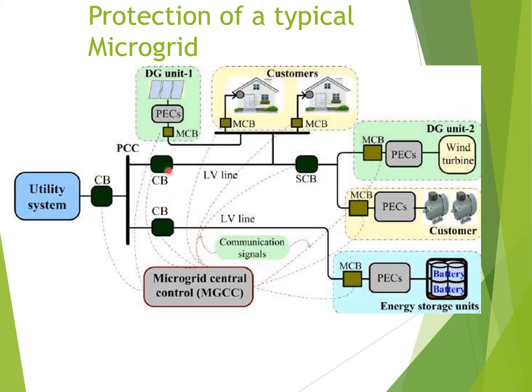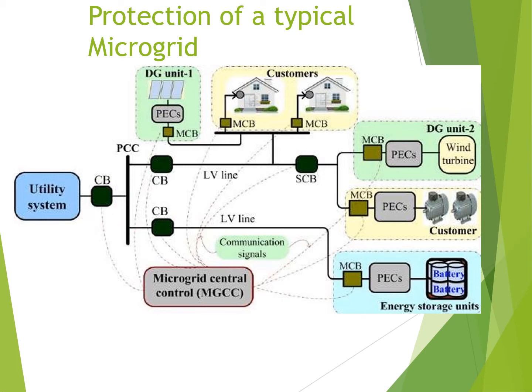Here we can see different sets of circuit breakers and a centralizing circuit breaker to isolate the different sections. And here we can see MCBs. They are connected to the different DG units, different customers, and different storage units. And here the CBs are used to isolate the microgrid from the main grid.